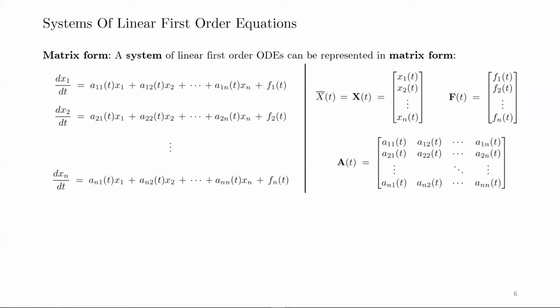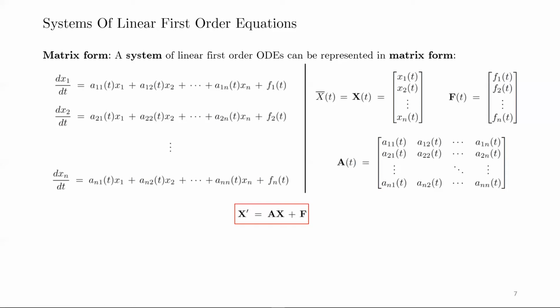So if we define this matrix A and these two vectors X and F in this way, then we can represent the system of linear first order ODEs as a matrix equation. Okay, and that is a lot more compact than writing out each equation individually. So you might like to check or convince yourself that that is the case.